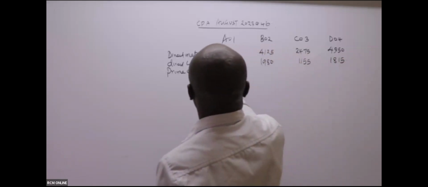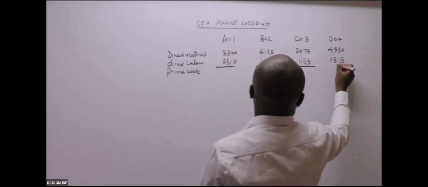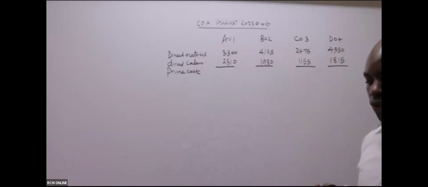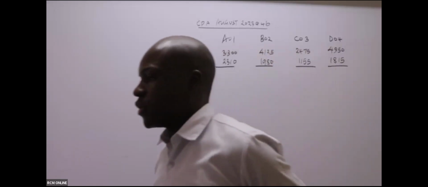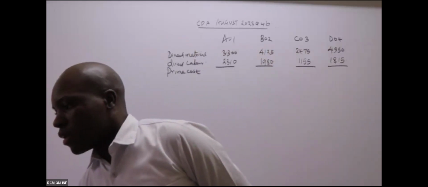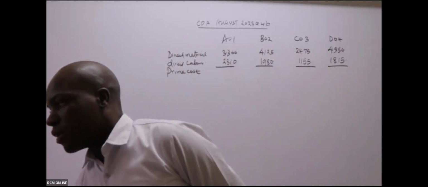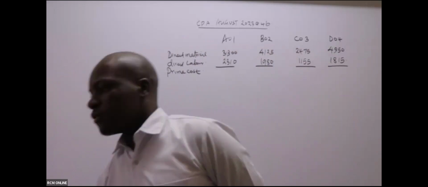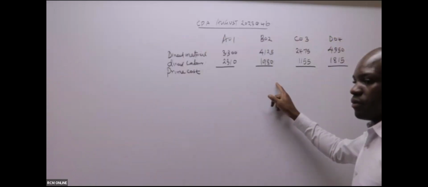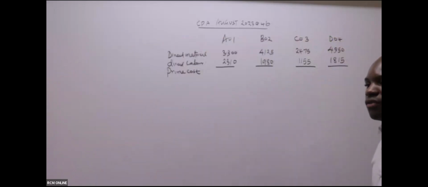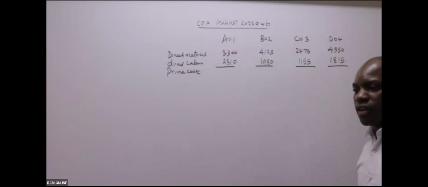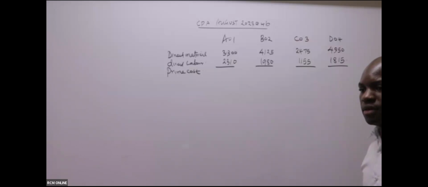Once these are added, we'll be able to arrive at what we call prime cost. So please, go ahead and post to me the total prime cost for each item. What is the prime cost for the first product here?